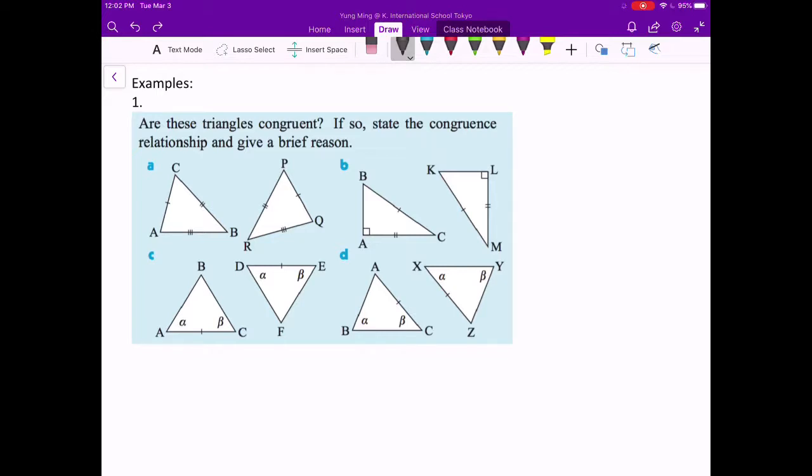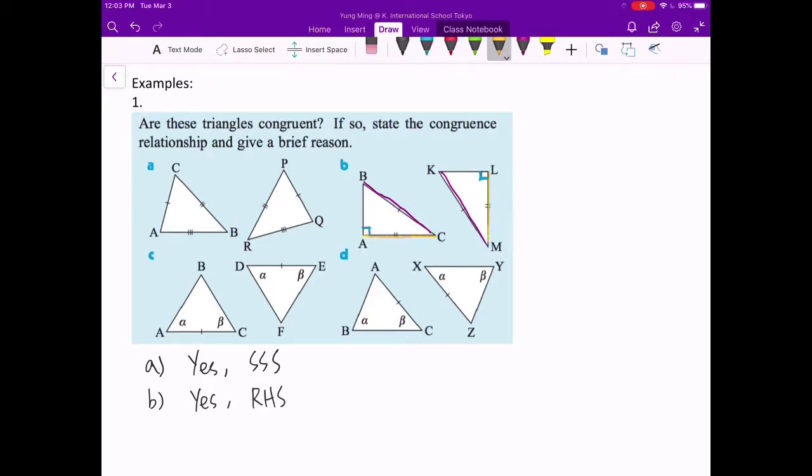Okay, so for each question, we're going to point out yes or no, and if it's yes, then we give a reason. The first one is yes, because we have SSS. The second one is yes, we have RHS. If you take a closer look, you have a right angle, and you have the hypotenuse being the same, as suggested by the little dash line. And lastly, you have this side length being the same.